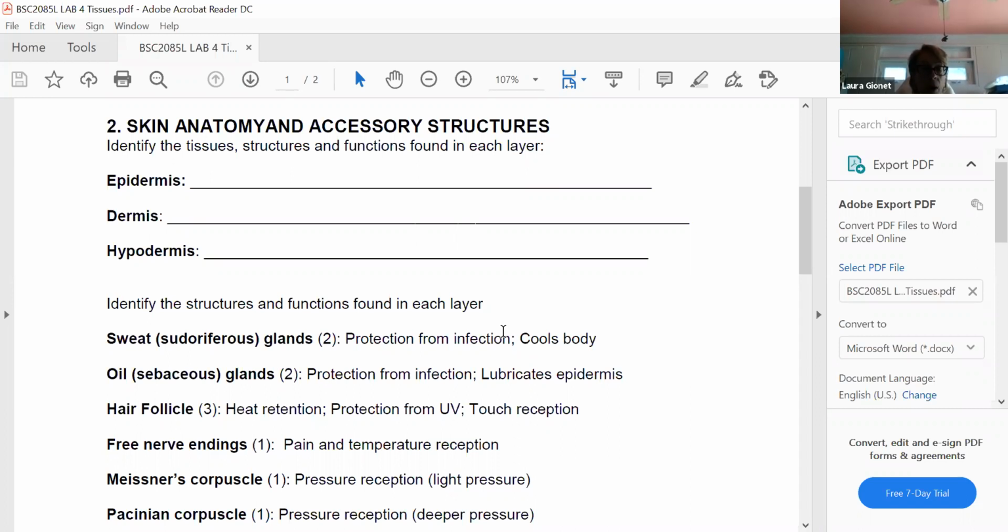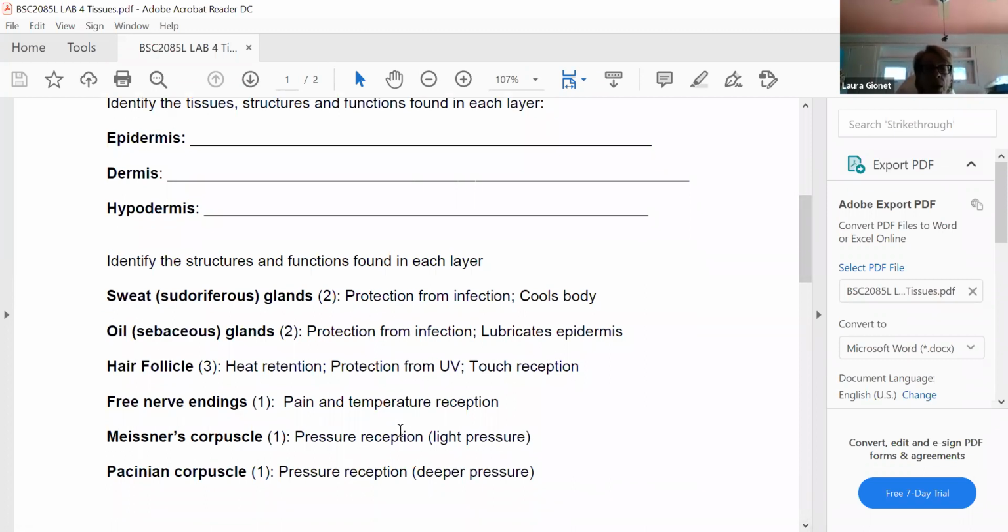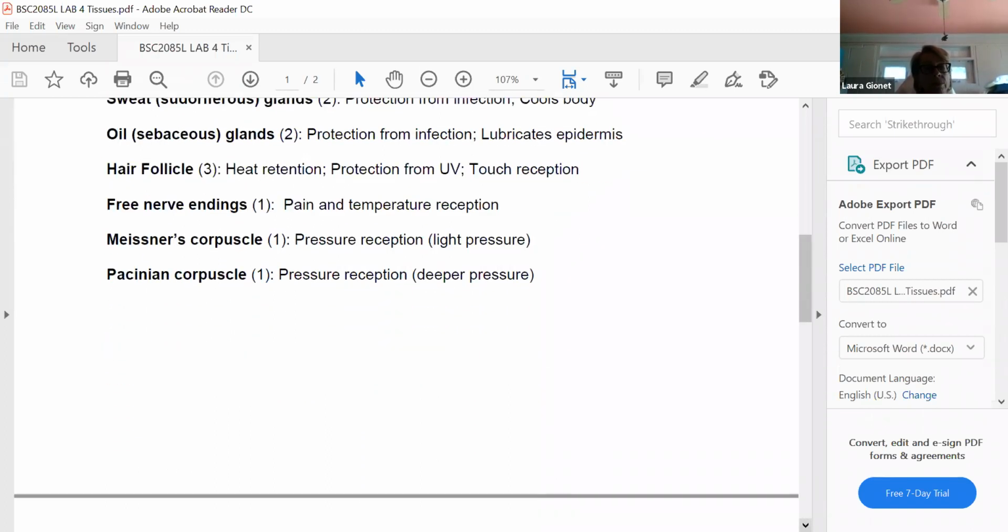And so forth and so on. A hair follicle, heat retention, protection from UV, touch reception, so forth and so on. All right. Free nerve endings, pain and temperature reception or receptor. Meissner's corpuscle, pressure receptor or reception, light pressure, deep pressure reception, and I should be able to modify that. Right, heat pressure.